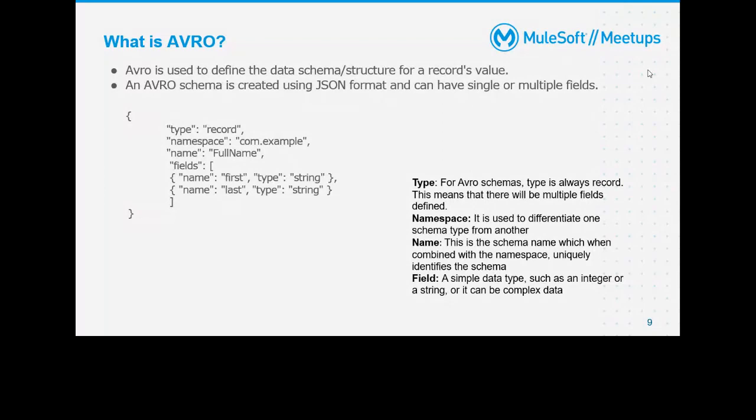In the example here, again, the type, namespace, and name are the different fields that we have here. And again, the fields can be multiple or a single field itself. Here, the type is record, which means we can have multiple fields. Namespace is used to differentiate one schema from the other. Name will be a unique identifying name for the schema, which is usually the schema name. And fields, again, here it says name and type along with the corresponding name and the data type.